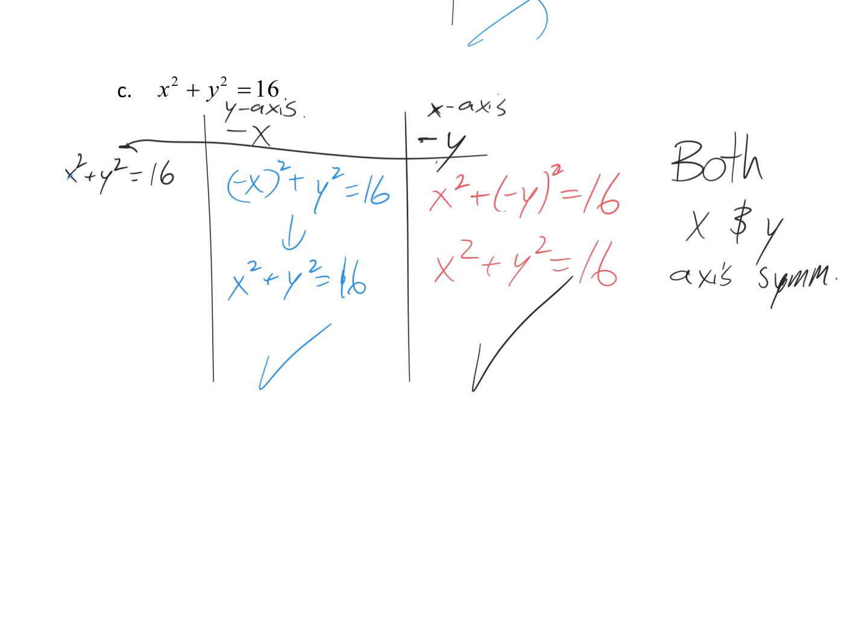Now, symmetry is very tricky at times, so keep in mind what you're testing. Plug in the opposite variable of your axis as a negative, and always compare it back to your original function. The goal is to see if this matches up with the original. If it matches, you've got that symmetry. If it doesn't match, it's not going to have that symmetry.